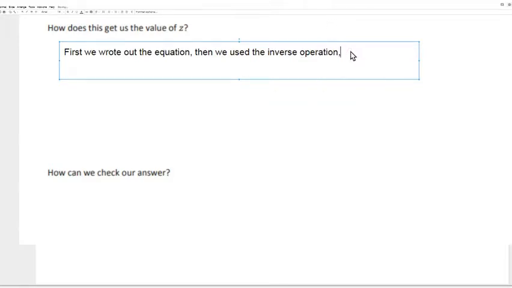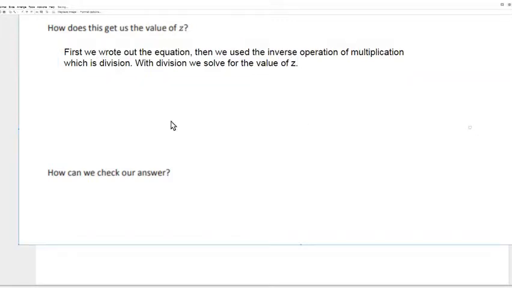Inverse operation of multiplication, which is division. And then with the division, we solved for the value of z. So first thing we did was we wrote out the equation. Then we used the inverse operation of multiplication, which is division, because they're opposites. And with division, we solve for the value of z. So that's what we did.